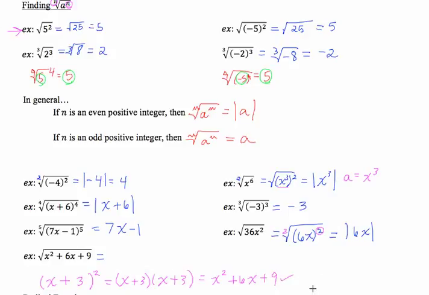Okay, so we can rewrite this first as the square root of x plus 3 all squared. Now the square root and the square cancel, except because 2 is even, we have to have some absolute value bars. So it's the same as the absolute value of x plus 3. So that's a surprising simplification there.